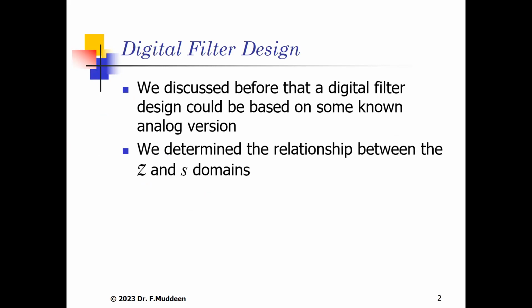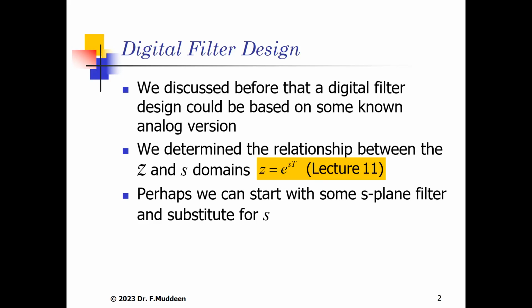So we already saw that there was a relationship between the Z domain and the S domain. And for those of you who reviewed it, the relationship is back in lecture 11. And that is that Z is equal to e to the S capital T. Of course, capital T is 1 over your sampling frequency. So we have that relationship. So let's see if it is possible to start with some design that we know in the S-plane and then make a substitution for Z. And there are two ways to do it. We're going to explore one of them today.